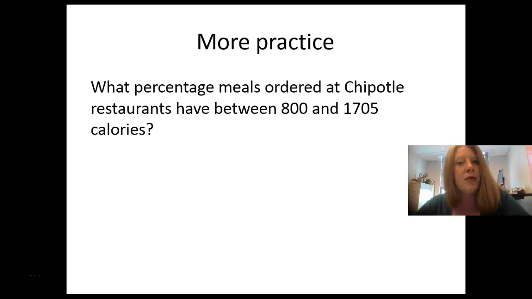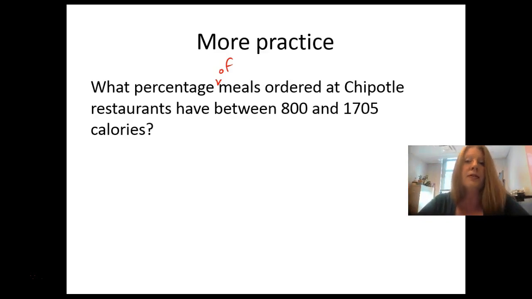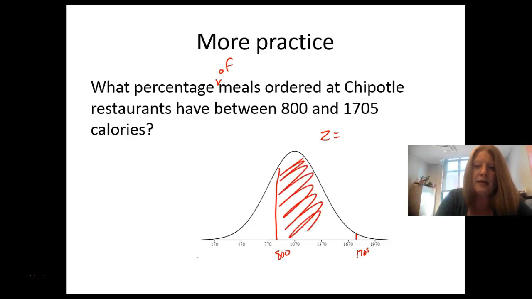So let's practice this one more time just to make sure we're all on the same page. What percentage of meals, sorry about my grammar, ordered at Chipotle restaurants have between 800 and 1705? Again, let's convert both. And I really like to draw things just because it helps me gauge whether my answer seems to be in the ballpark. So clearly I'm going to have a pretty large percentage here.